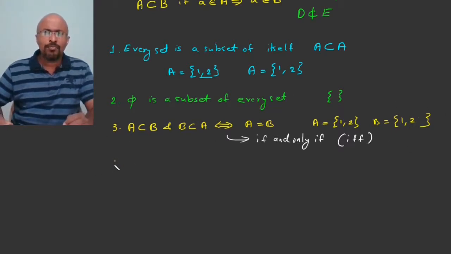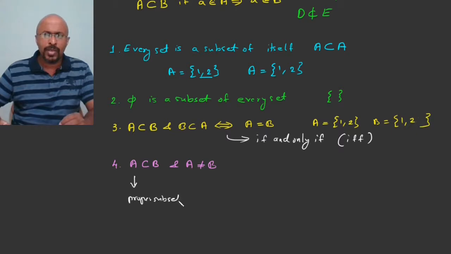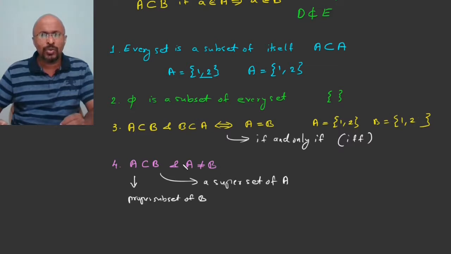Now the fourth point. If A is a subset of B and A is not equal to B, then we can call A a proper subset of B and B a superset of A. So we can call B a superset of A, if A is a subset of B and A is not equal to B.